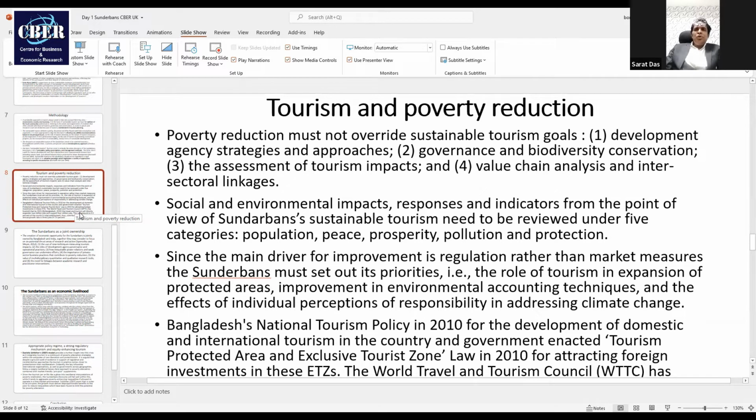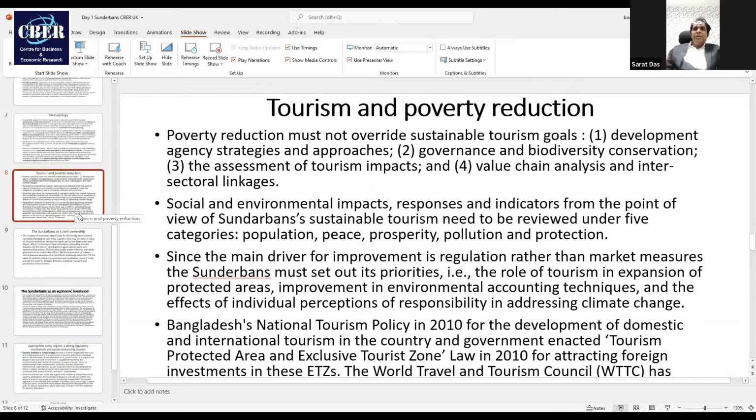Now, the other thing is the role of tourism in the expansion of these protected areas. So it's not about the Sundarban as a whole, but how you zone certain areas which are more vulnerable than other areas. And when you promote tourism, how do you promote it? How do you regulate the footfall of tourism?